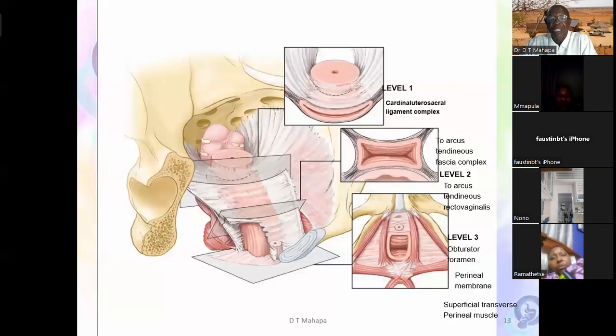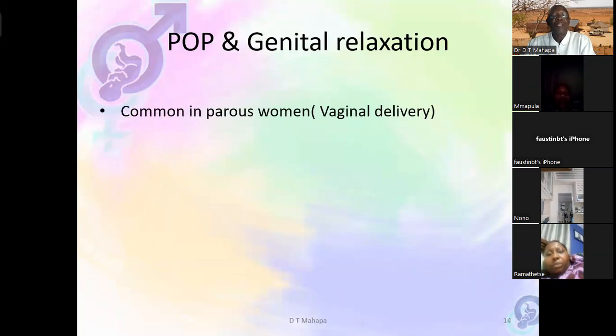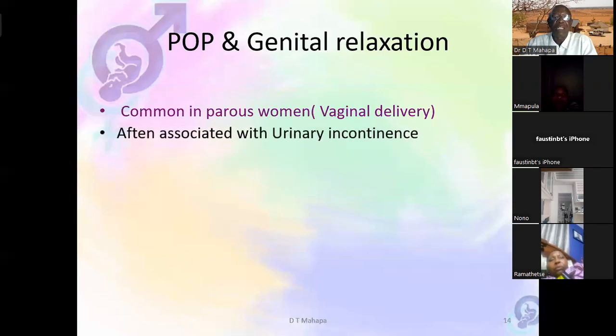We'll see how the disruption of this is going to cause pelvic organ prolapse and genital relaxation. This condition is common among parous women. Parous women, what do I mean? Women who have delivered vaginally. If you haven't delivered vaginally, your chance of having pelvic organ prolapse is low, unless you've got a connective tissue disorder that you are familially or genetically predisposed to. But the damage to those muscles I described usually occurs during normal vertex delivery. And it's also associated, because of those damages during normal vertex delivery, with urinary incontinence, as we discussed last month.